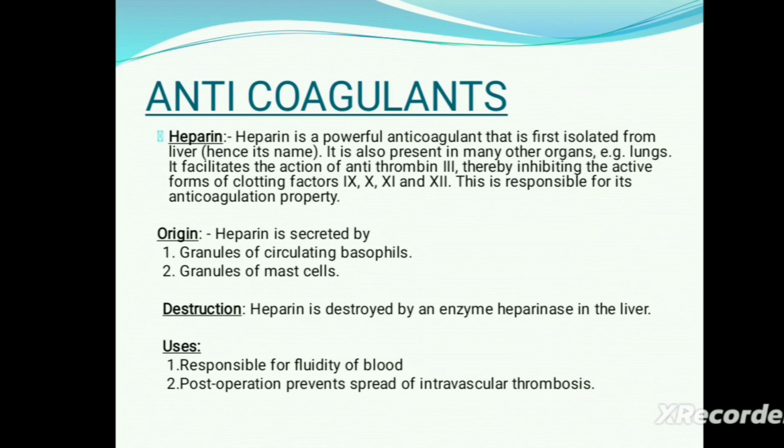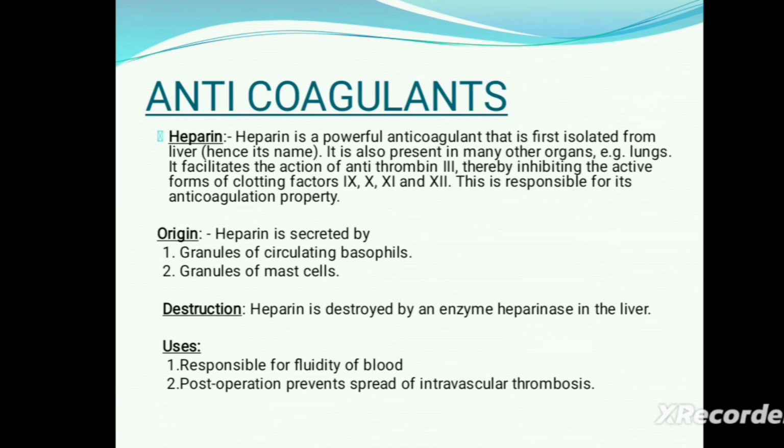Next, we have the anticoagulants. What are anticoagulants? They prevent clotting. Simply, in simple terms, they prevent clotting. There are two main types of anticoagulants, natural and artificial. First comes the natural. First example of a natural anticoagulant is heparin. What is heparin? It is a powerful anticoagulant that was first isolated from liver and thus it is named so. It is also present in many other organs like lungs.